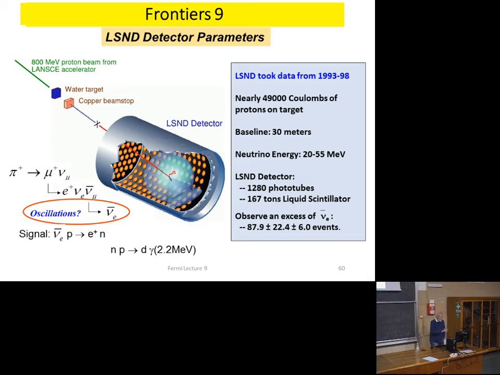And there's a lot of detectors, about 1,000 phototubes. It's quite a sophisticated experiment, a lot of liquid scintillator. And they observed looking for antineutrinos. The conclusion is seen here.